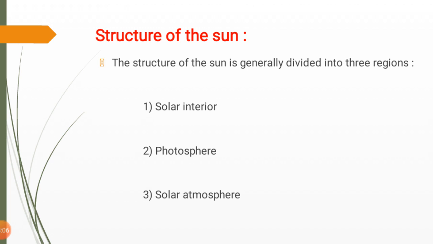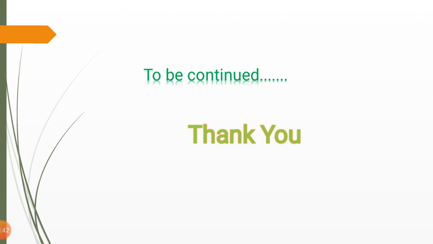The solar atmosphere is very important for us because we get solar energy, the heat energy and sunlight, mostly from that part. The chromosphere is the environmental part of the sun, that is the solar atmosphere. That means the chromosphere and the corona form the total solar atmosphere. These are the main three parts of the sun. Now in our next video we will discuss the structure of the sun in detail.